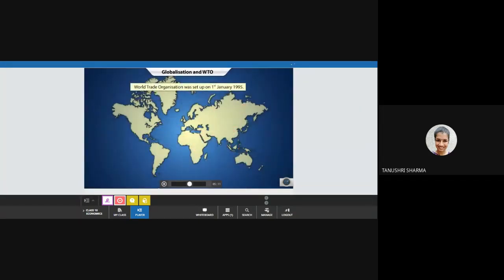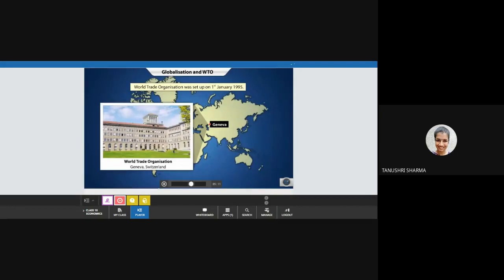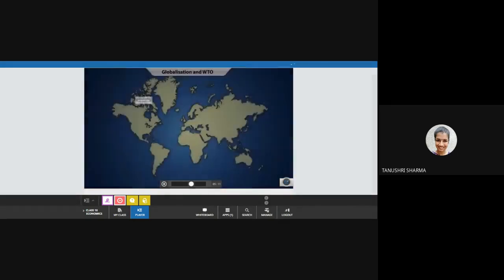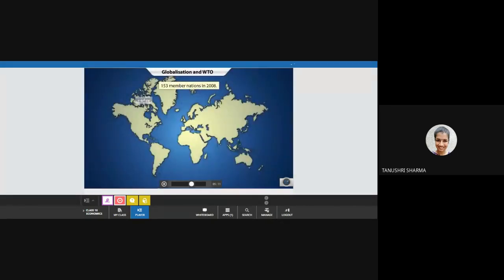To encourage this free and smooth flow of international trade, the World Trade Organization, or WTO, was established on 1st January 1995, with its headquarters in Geneva, in Switzerland. In the year 2008, over 153 countries were member nations of the WTO. But what role does the WTO play in the free and smooth flow of trade?